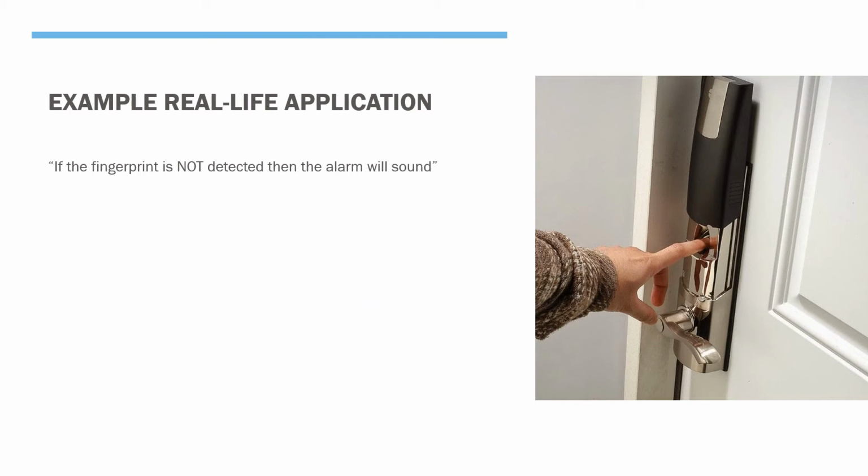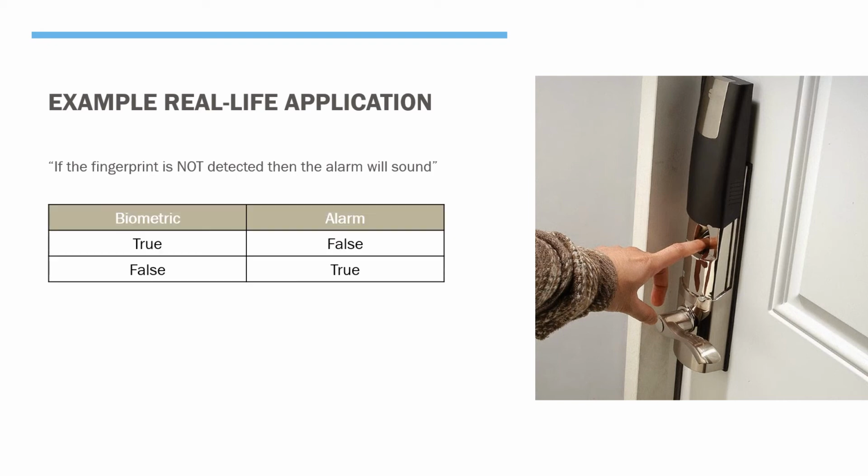And we can think of many examples where NOT circuits would be useful in everyday life. For example, here is a way of opening a door. You press your fingerprint against a scanner, a biometric reader. And if it detects the correct fingerprint, then the alarm will not sound. And if it does not detect a fingerprint, then the alarm will sound. So scanning the finger reverses the alarm signal. So there's the truth table: a true biometric, false alarm; false biometric, true alarm.